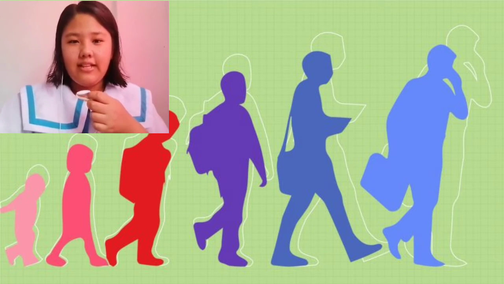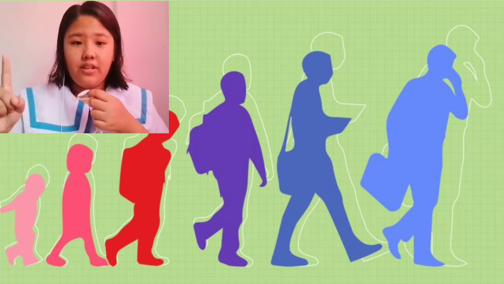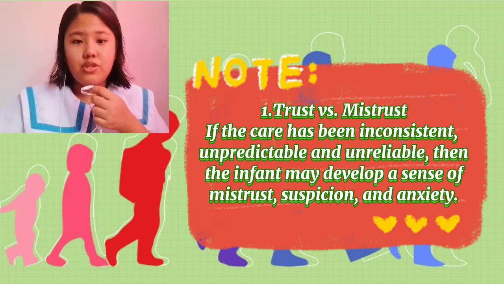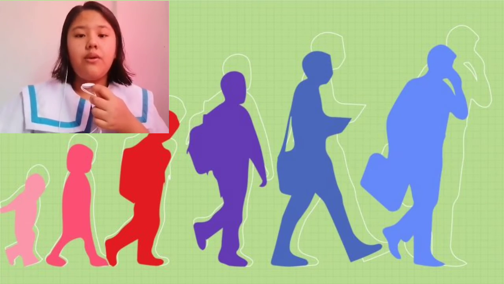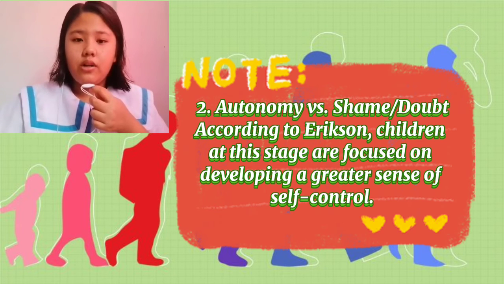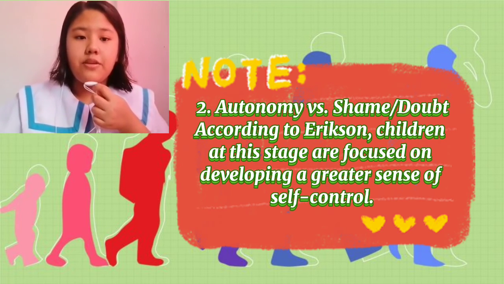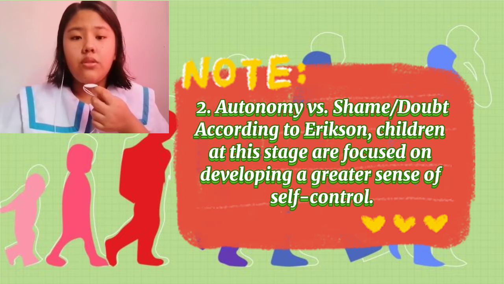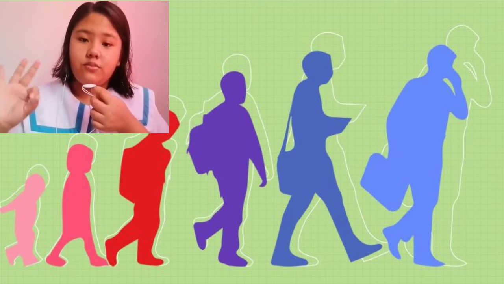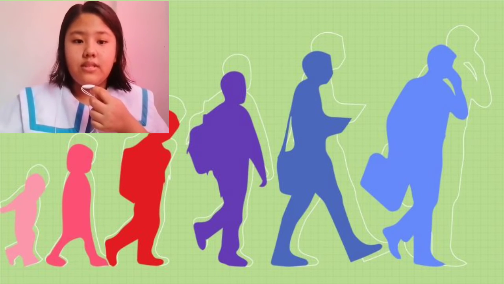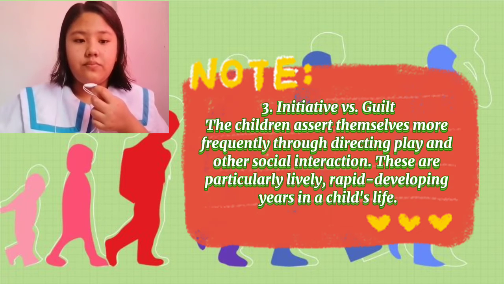We have the 8 stages. Number 1 is trust versus mistrust. This happens during infancy to 18 months. We have number 2, autonomy versus shame and doubt. This usually happens during 18 months to 3 years. Next is number 3, initiative versus guilt. This happens between 3 to 5 years old.